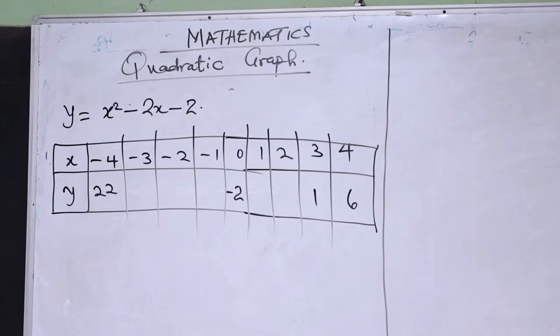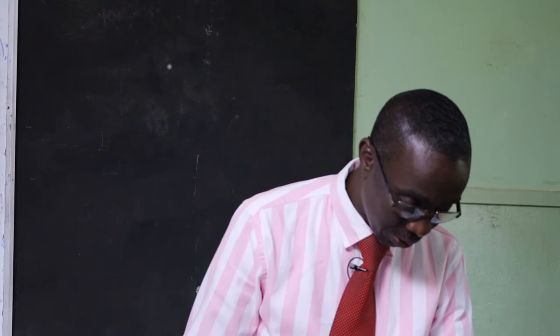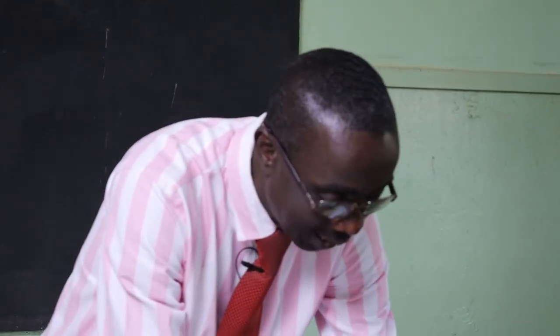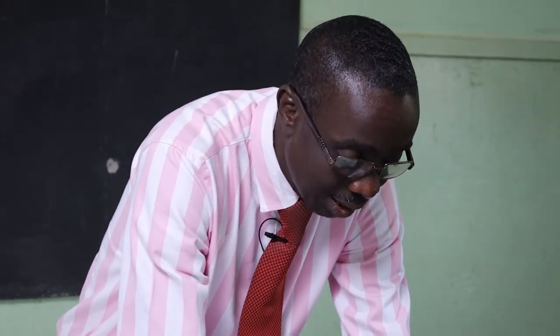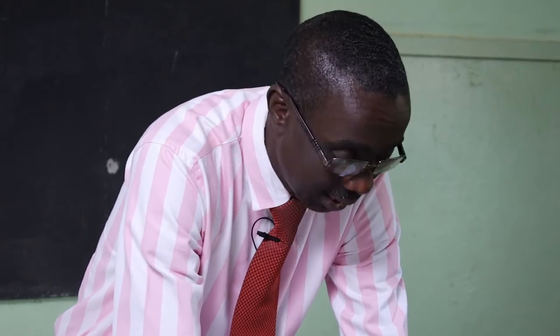Okay, after that table, then B part, that's the A part of the question. B part of that question says, using a scale of 2 centimeters to 1 unit on the x-axis and 2 centimeters to 5 units on the y-axis, draw the graph of y is equal to x squared minus 2x minus 2. Are we good?